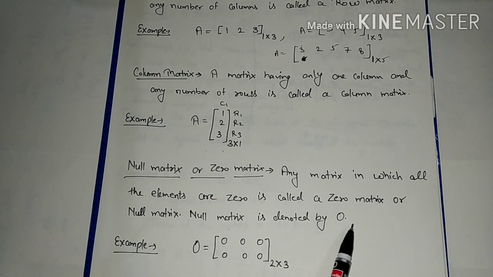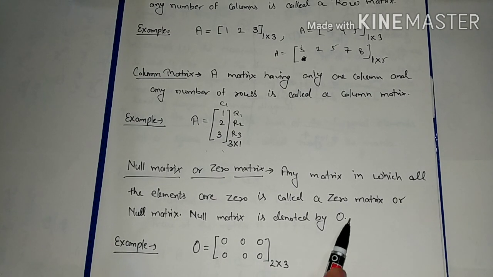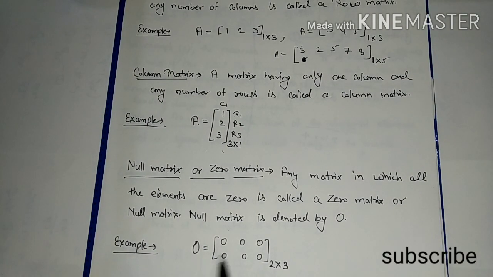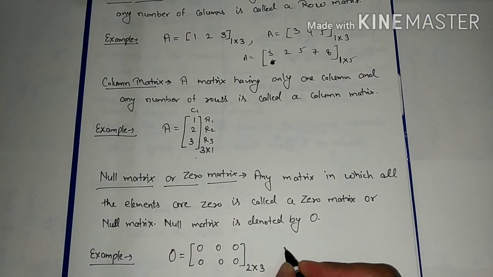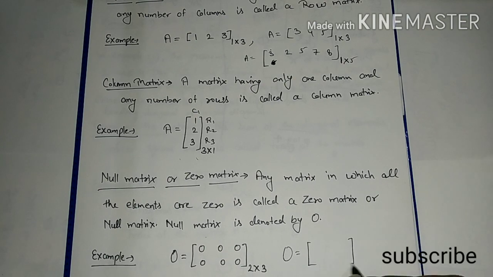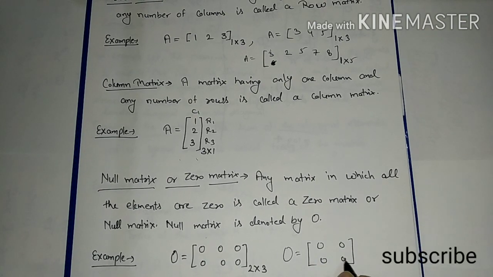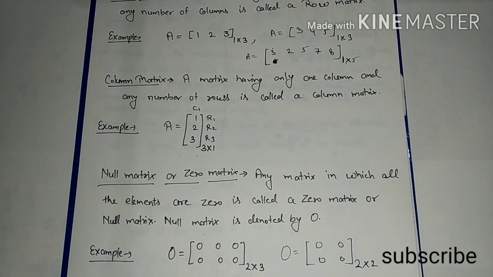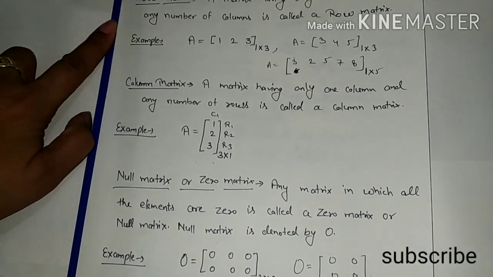Next, null matrix or zero matrix. Any matrix in which all the elements are 0 is called a zero matrix or null matrix. A null matrix is denoted by capital letter O. For example, here O equals all elements are 0. Number of rows 2 and columns 3. We can write another example. Here number of rows 2 and number of columns 2.